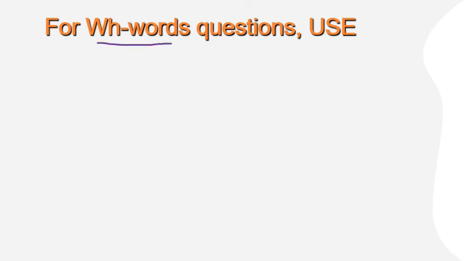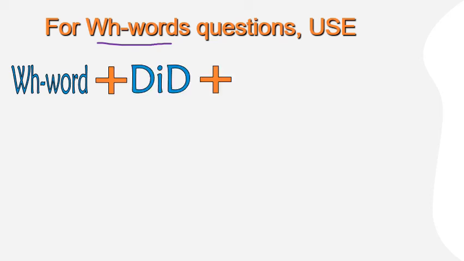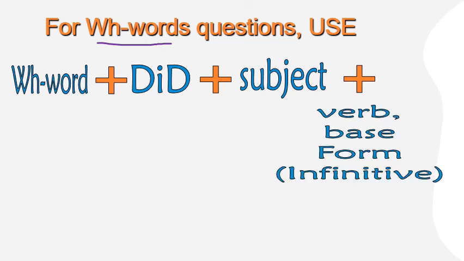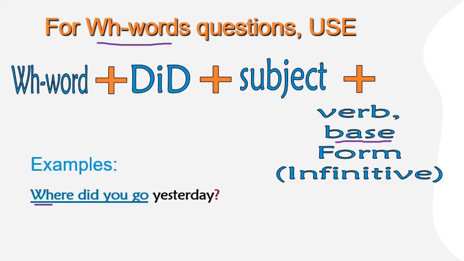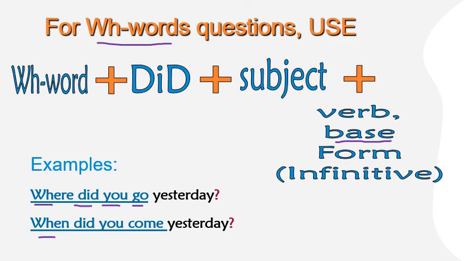For WH words, these are the WH words: where, when, why, what. We use the WH word plus did plus the subject plus the base form. It's very important, the base form. For example, where: WH plus did plus the subject plus the base form. This is a rule. Where did you go yesterday? Or when: WH plus did plus subject plus the base form. When did you come yesterday?